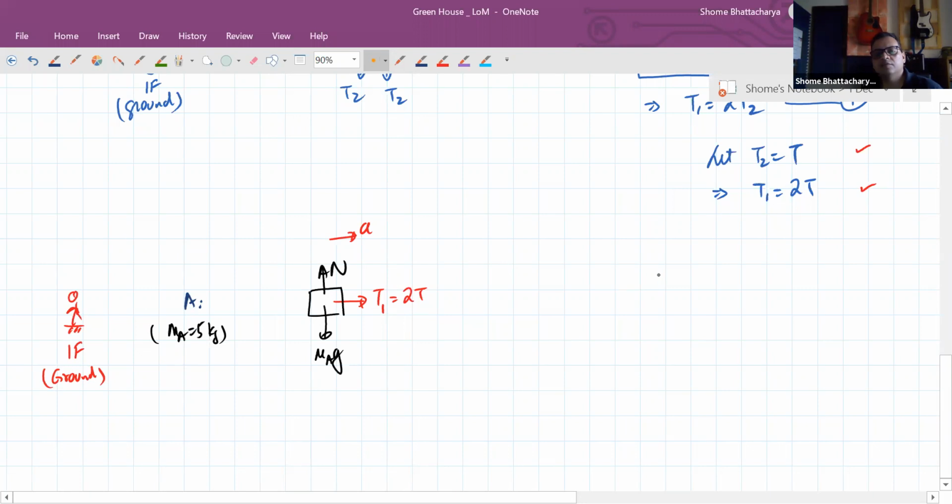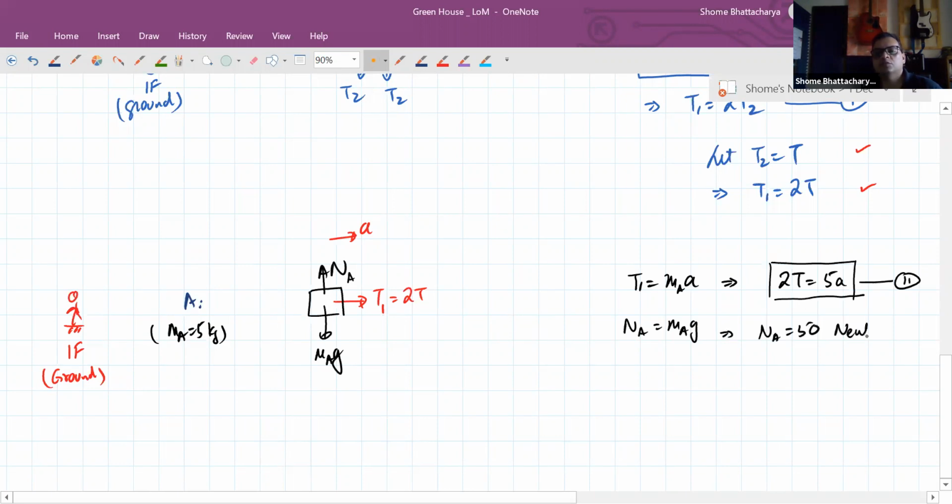The important horizontal equation is T1 equals mass of A into its acceleration. We can write T1 as 2T, and that becomes equal to 5A. So this is our important equation. And of course we have a supporting equation that the normal reaction on A will balance its weight. This is not really that important, because it's obvious that the normal reaction will be 50 newtons. So this is clear, I hope.